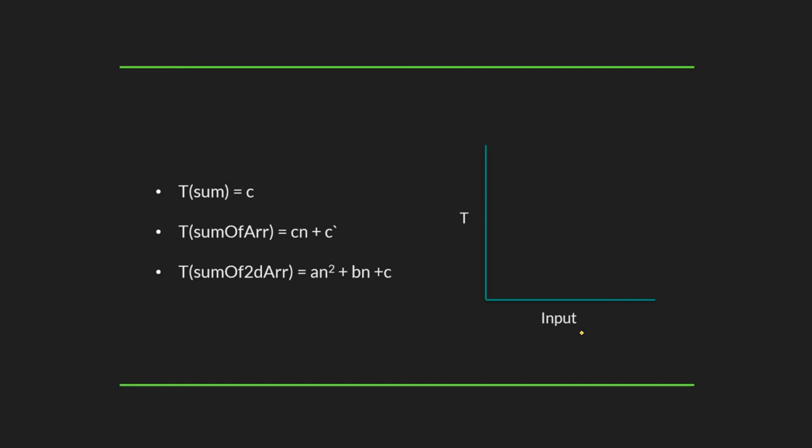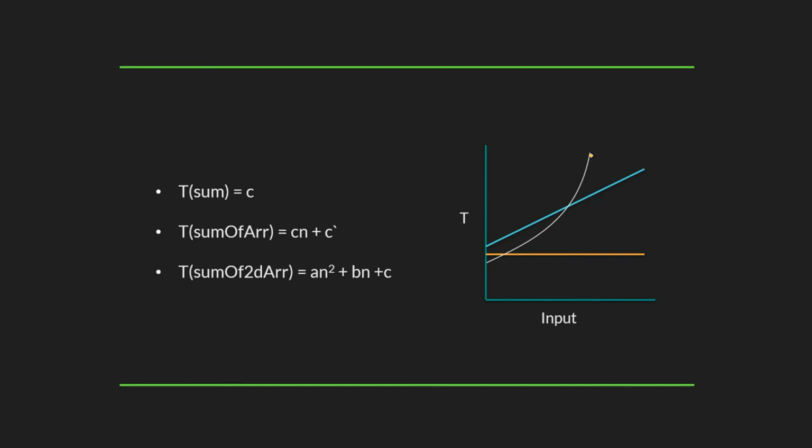This is the input size and this is the time taken. The first is for this constant, which is obviously a straight line. The next is for finding the sum of an array, which is a linear graph. And this is the graph for the quadratic function. Obviously, the quadratic function will grow at a much faster rate compared to the linear function.